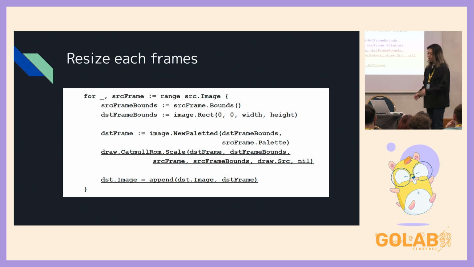And then we use a for loop to iterate over each frame of the original source GIF. In each iteration, we retrieve the original frame, srcFrame, and resize it using the draw.Scaler interface, for example with a Catmull-Rom kernel. After resizing here, we append the resized frame into the Image field of the new gif.GIF struct, like this. In this way, simple GIF resizing can be done.